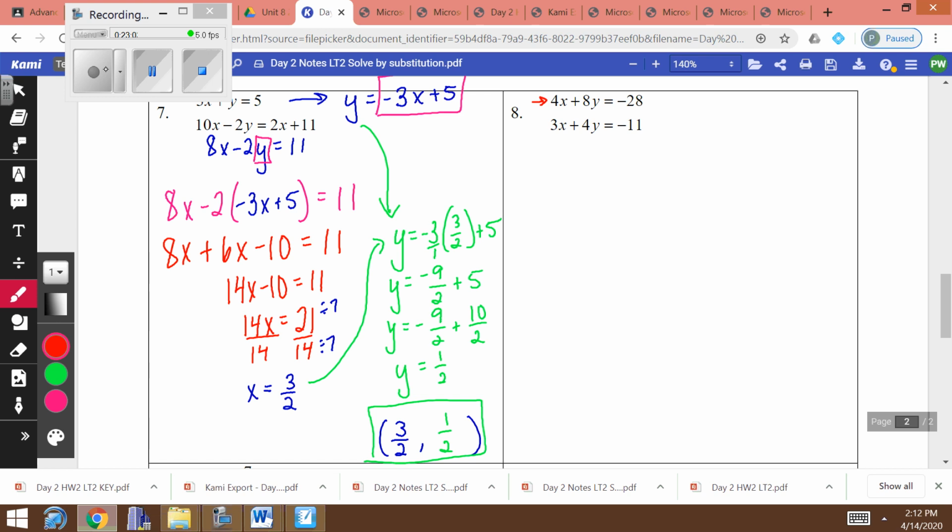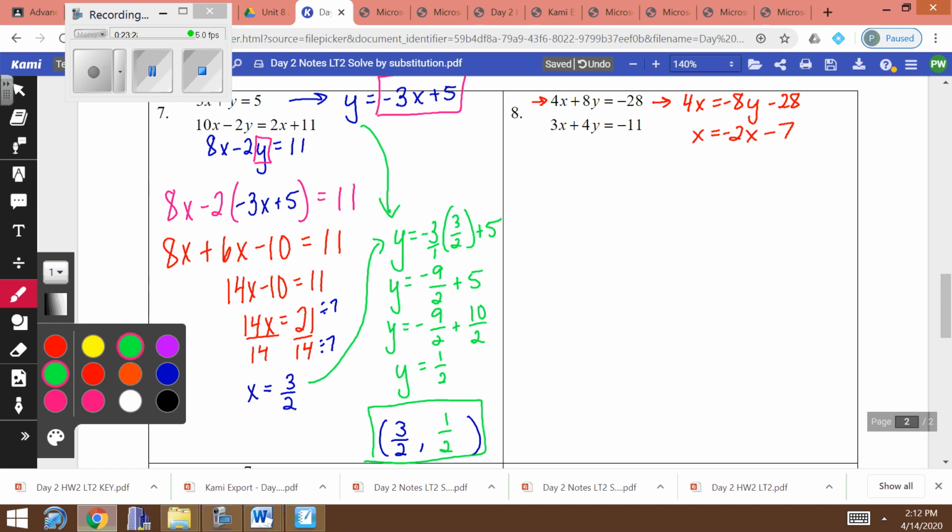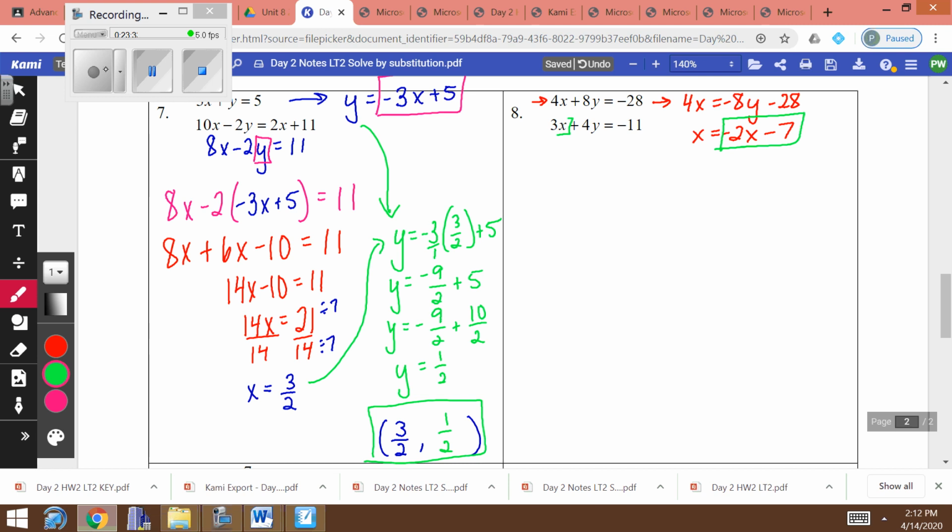So I'm going to say, let's try and get the x by itself here. All right, let's subtract the 8y. That's a negative 28, sorry. Negative 28. And then divide everything by 4. And notice, sorry, this got really sloppy here. Notice we get nice, easy numbers. So if that's your only option, you want to try and get the least amount of fractions possible. Could you deal with the fractions? Absolutely. But again, we want to try to do our best not to.